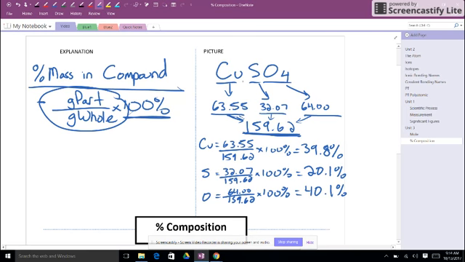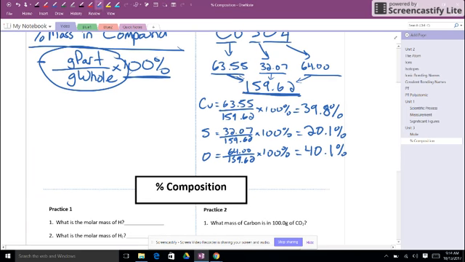So to find out the percent composition in this compound, we could just divide each of these parts by the whole, and then multiply by 100%. So then we can find out that copper occupies 39.8% of the compound, sulfur occupies 20.1% of the compound, and then oxygen occupies 40.1% of the compound. And remember, this is talking about the percentage by mass.